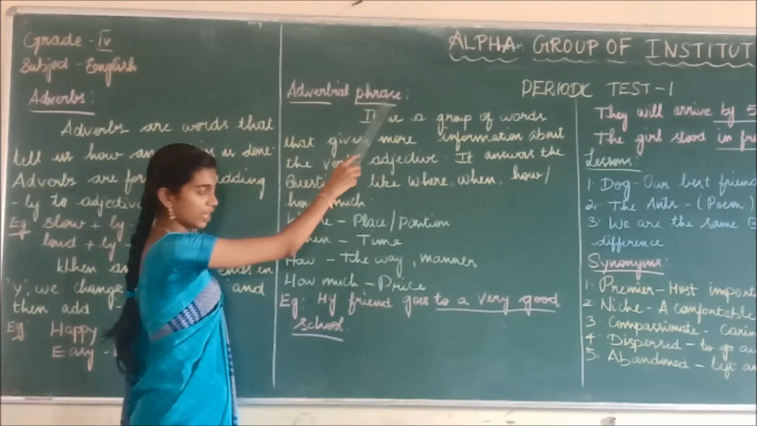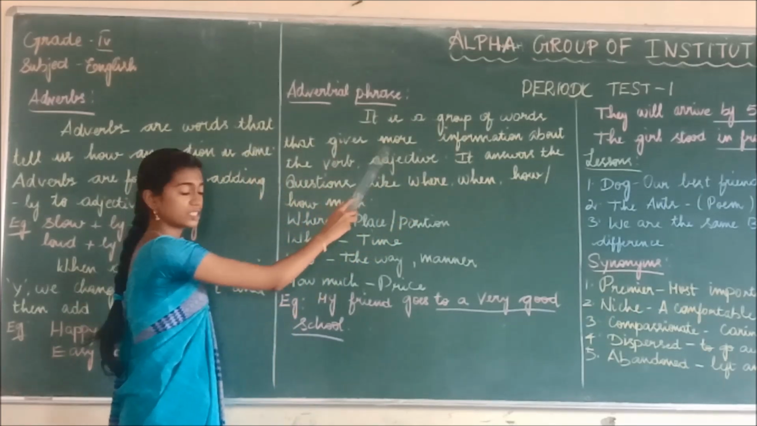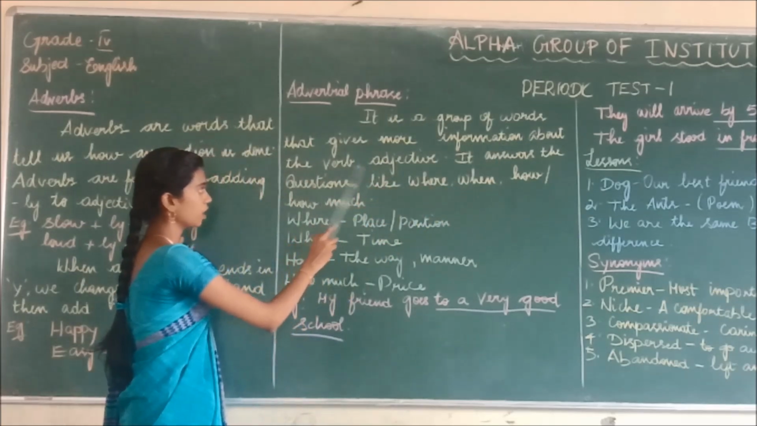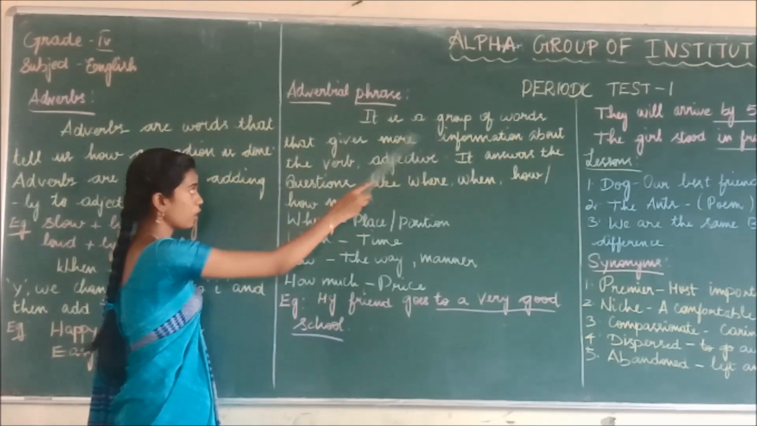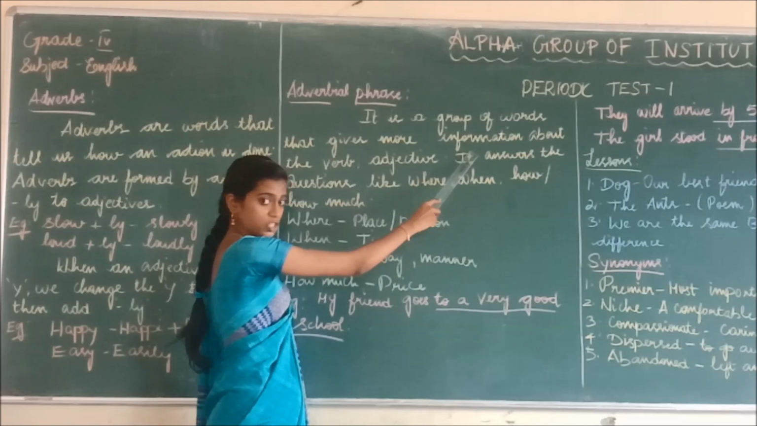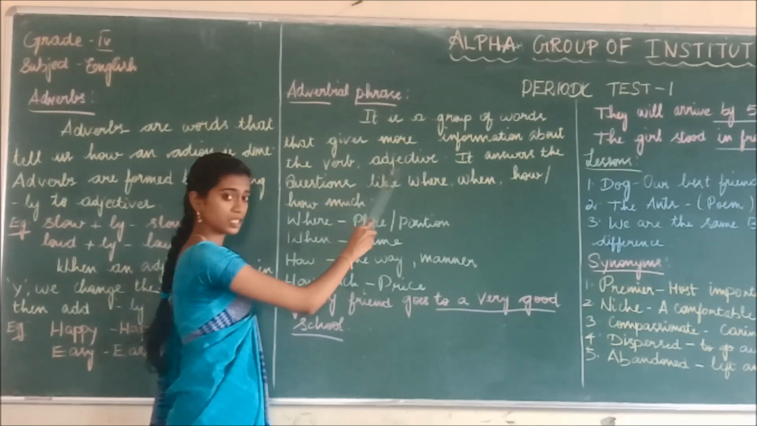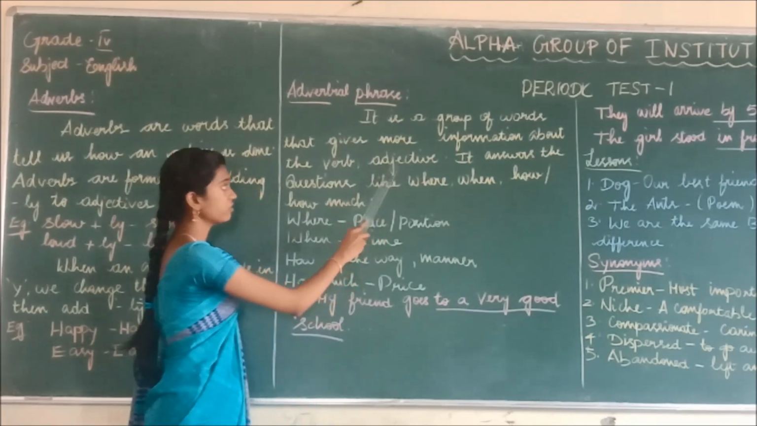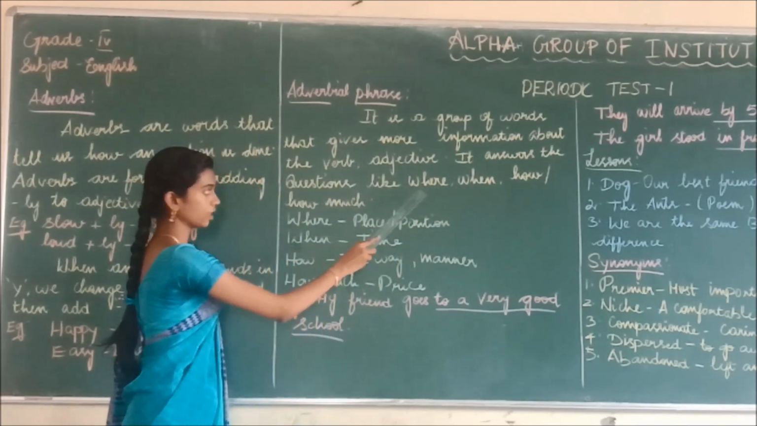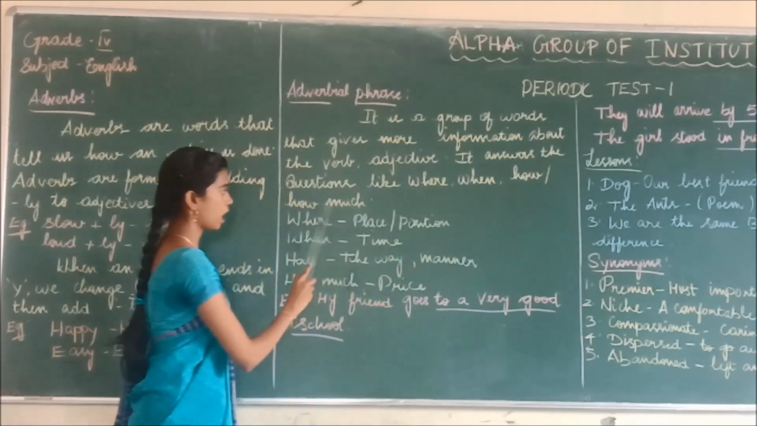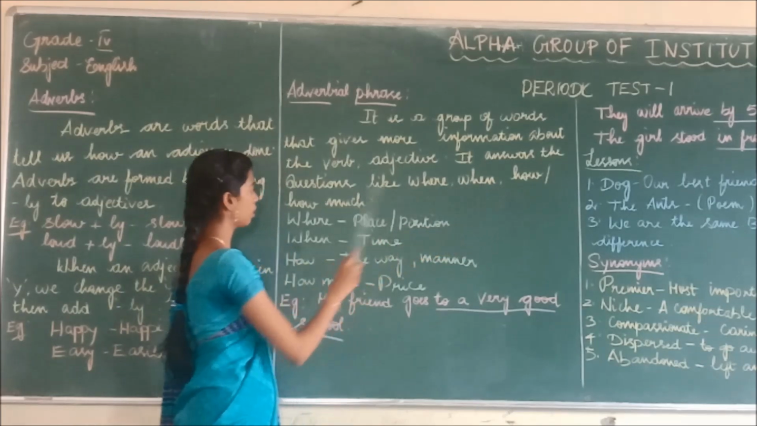Next, adverbial phrase. It is a group of words that gives us more information about the verb and adjective. Verb is the action, adjective means the word which describes the noun. It answers questions like where, when, how or how much.